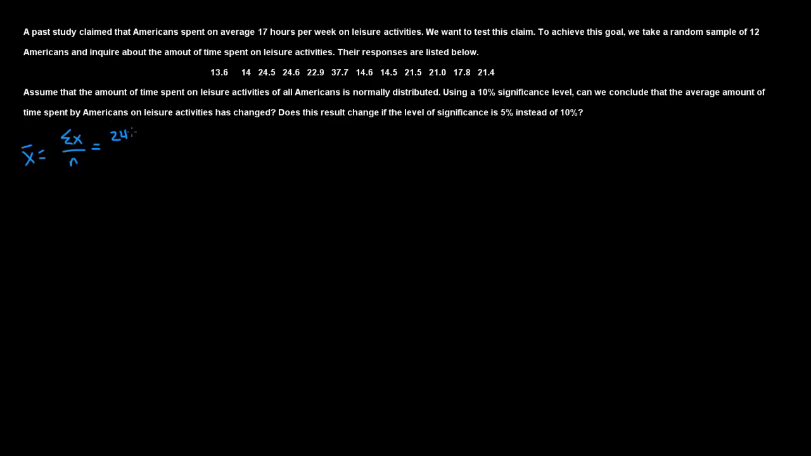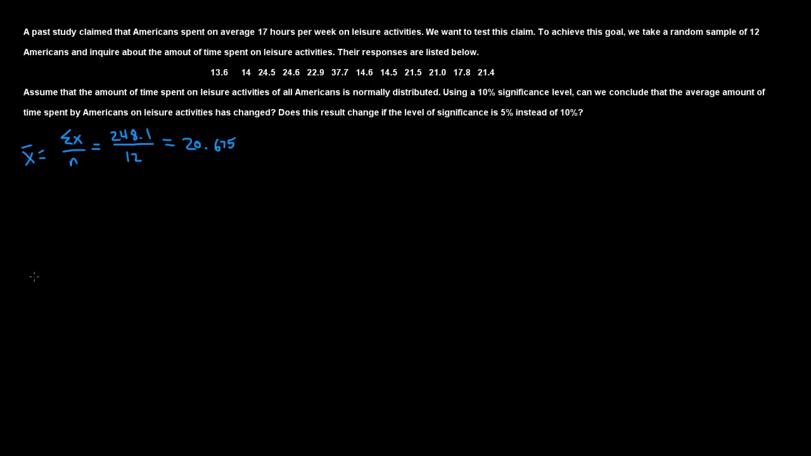So 248.1, and then of course, how many items are in our sample? That is 12. Let's see what that equals. 248.1 divided by 12, and I get the sample mean to be 20.675. We'll keep those three decimals for now.